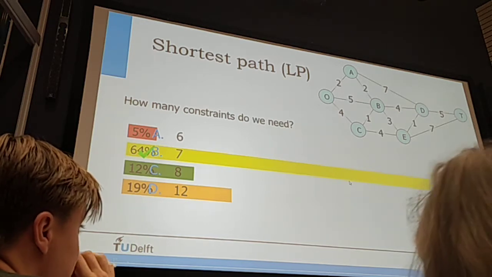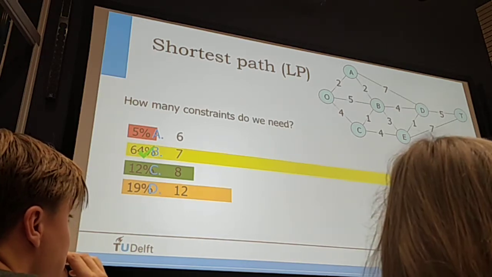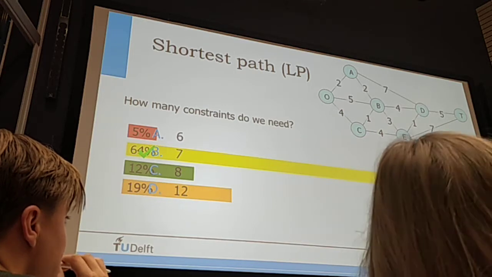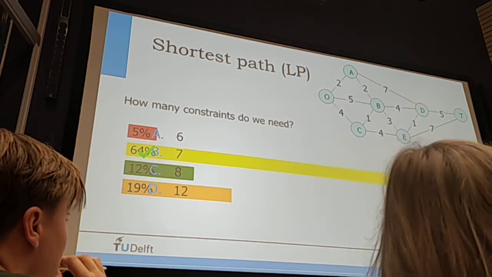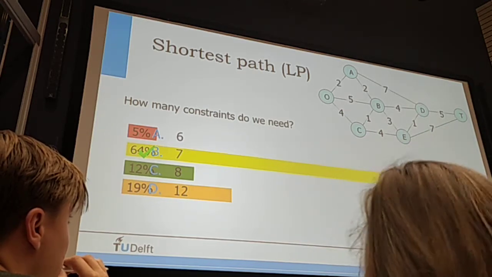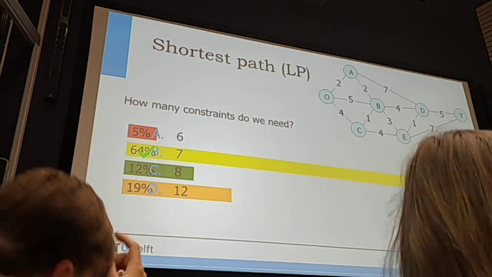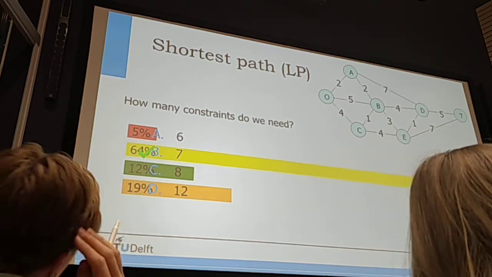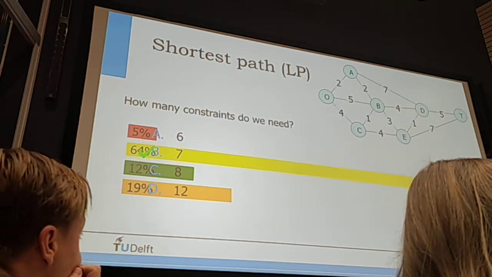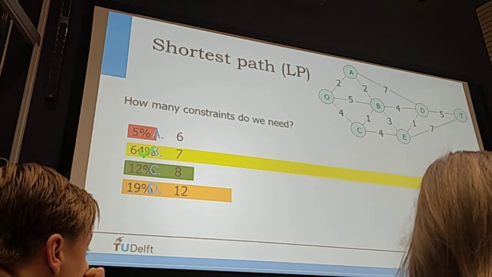So 64% of you, two thirds of you, got the correct answer. So we need one constraint per node. There are 7 nodes, so hence we have 7 constraints. So we don't need to constrain the links, because we're just dealing with a flow of 1. So we just need a constraint on each of the nodes.